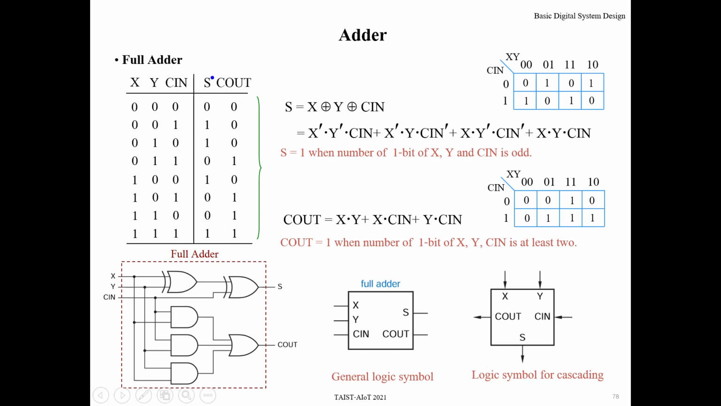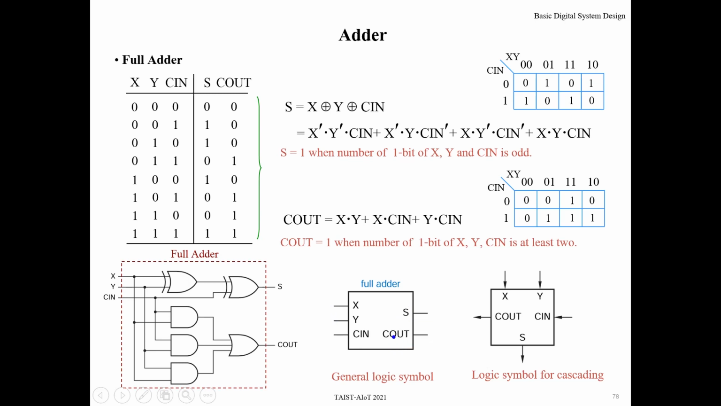Okay. When you obtain this one, you can use K-map to obtain the equation. And for this one, carry out is this K-map. And you can select this term and this term to obtain the equation. When you get the equation, you can draw the circuit diagram. Okay, this is adder. For full adder, there are 3 inputs and 2 outputs, sum and carry out.